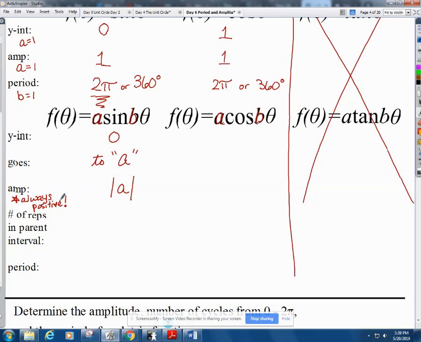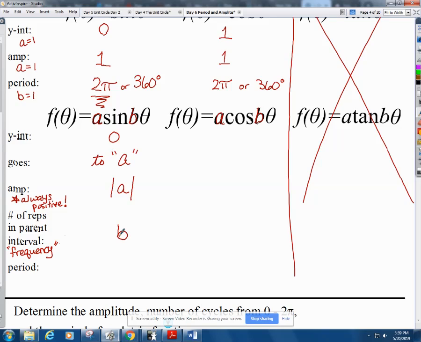All right, the number of reps in the parent interval. That means frequency, the number of repetitions. So the speed, the number of cycles. So this is called frequency. And that is your b value.